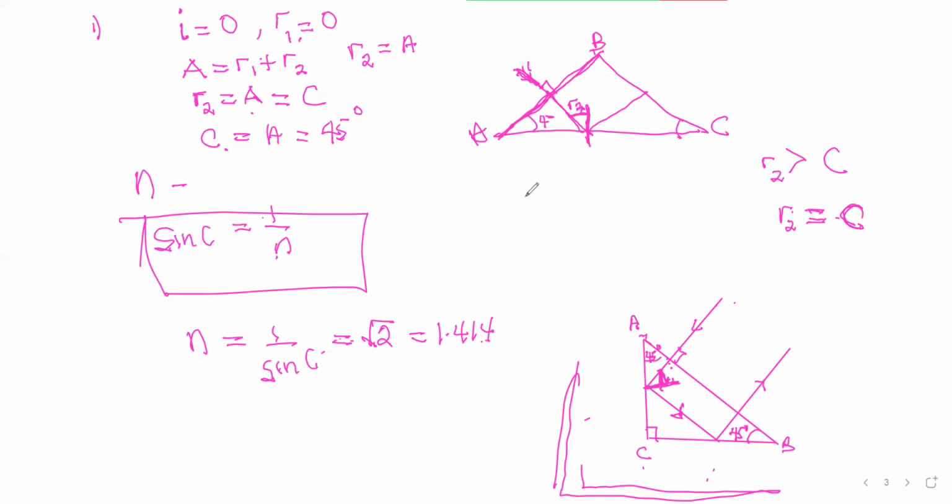If the refractive index of the material of the prism is √2, what is the angle of incidence on the first face of the prism?